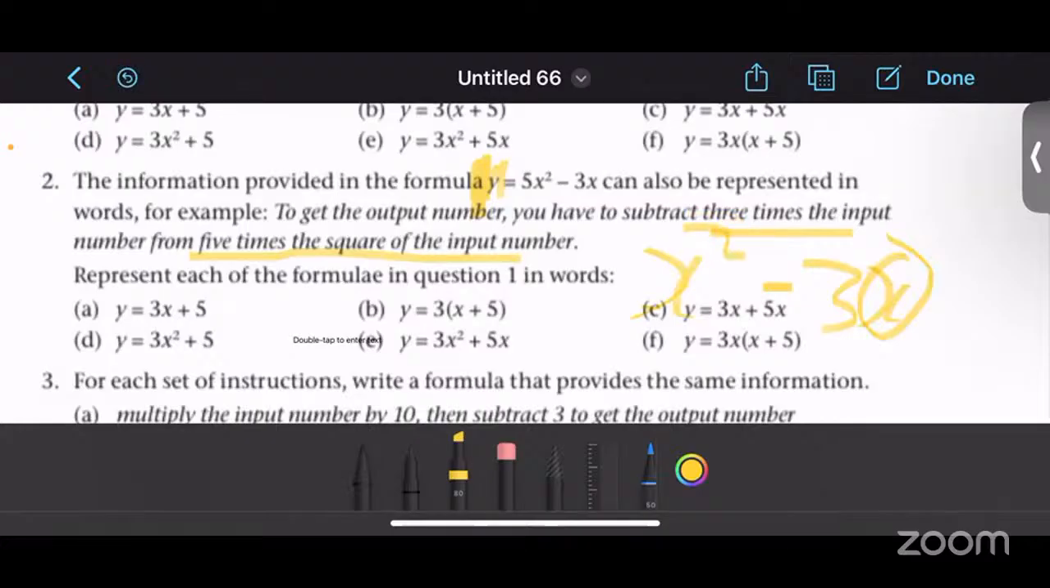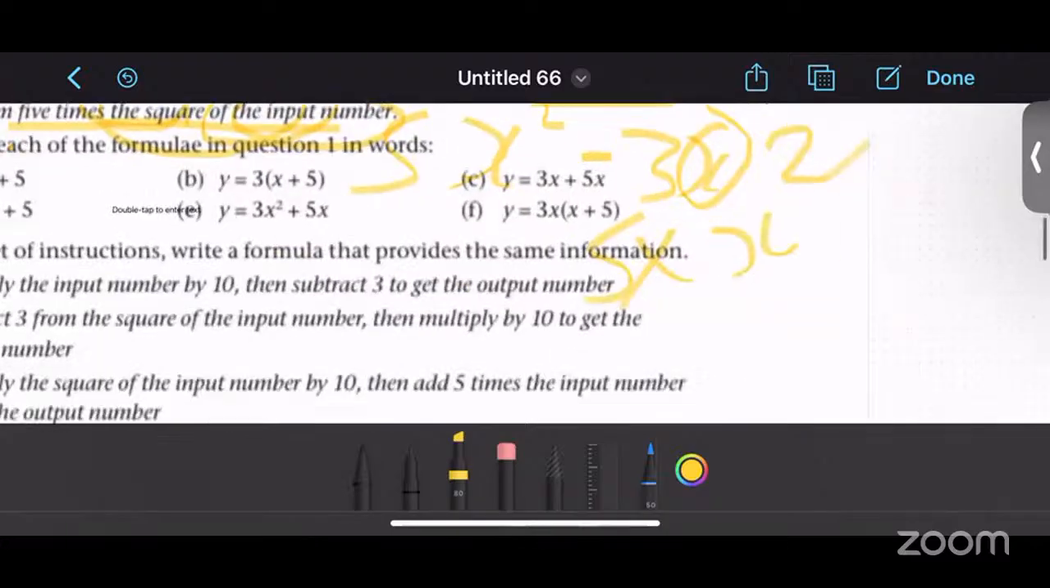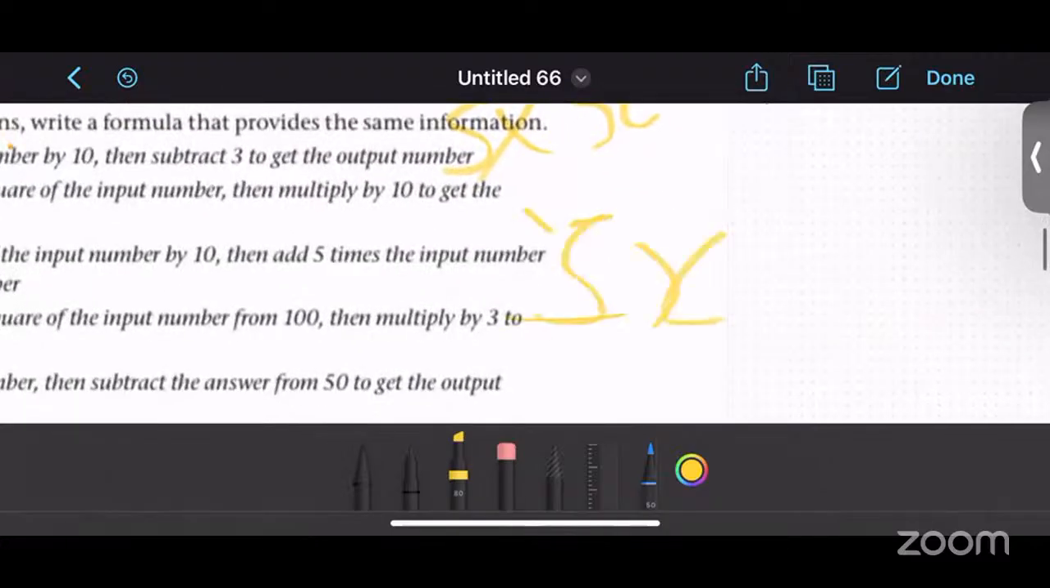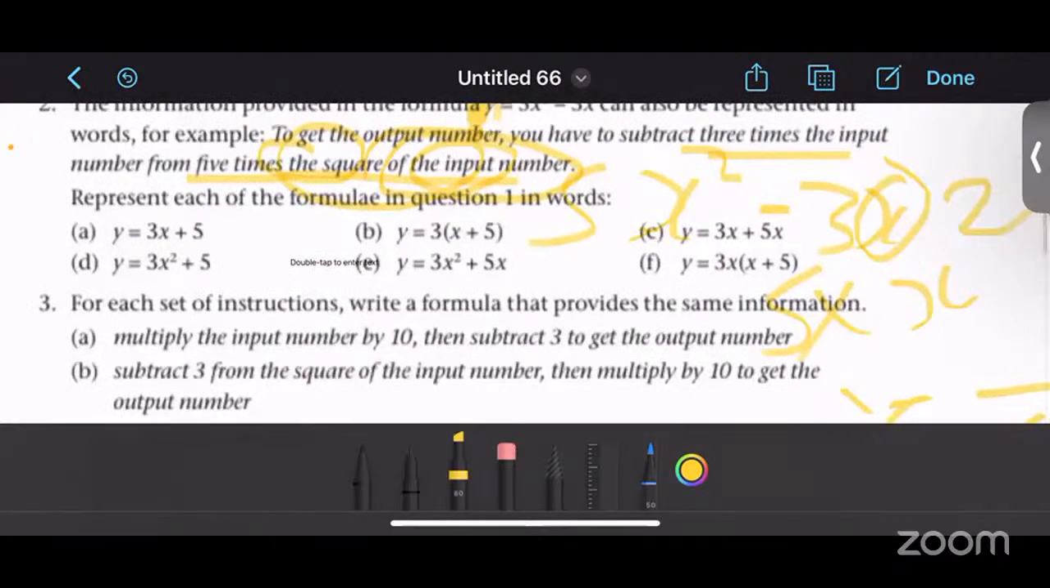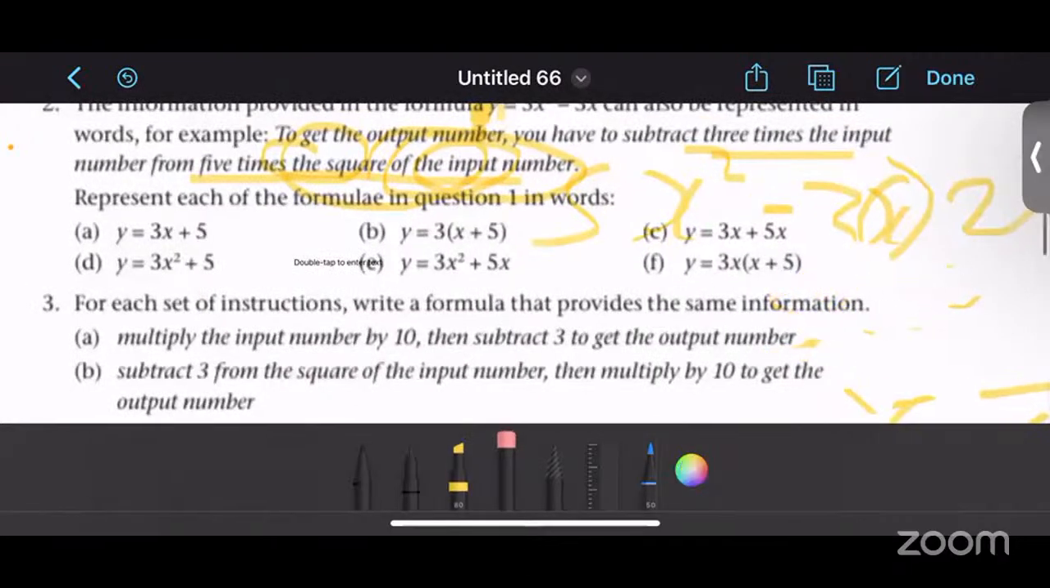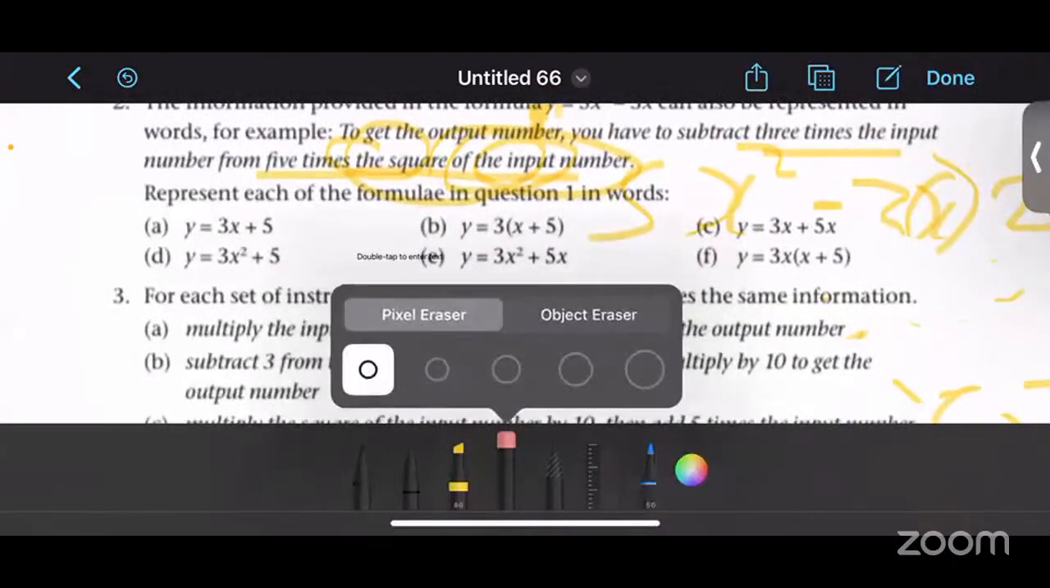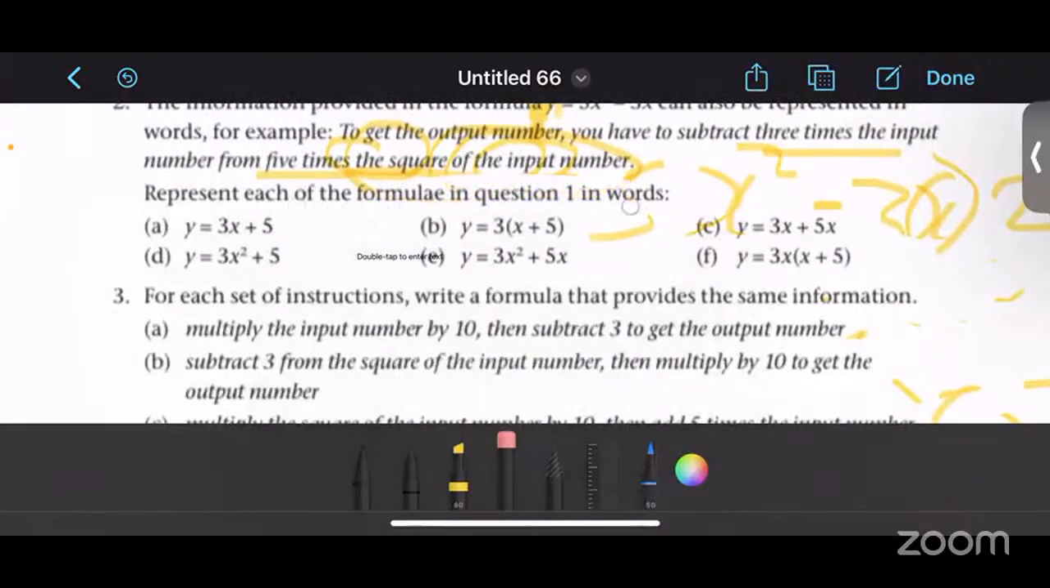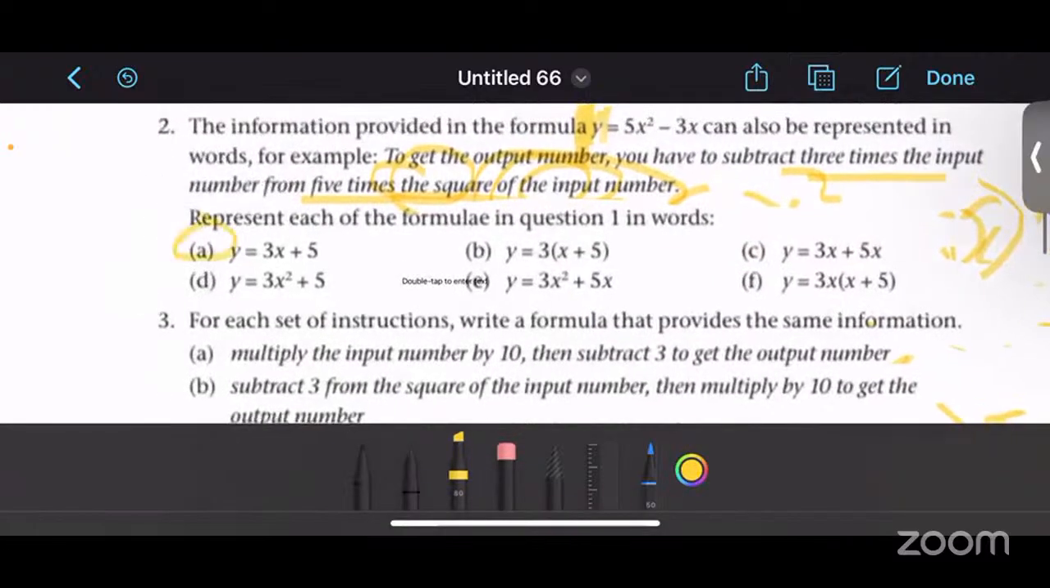They say 5 times x to the power of 2 because the square of the input x is going to be to the power of 2. And then 5 times that is the same as 5x to the power of 2. So basically, that's just how they made it. And then we have this one over here where we were saying what they did here. And we already did this one.